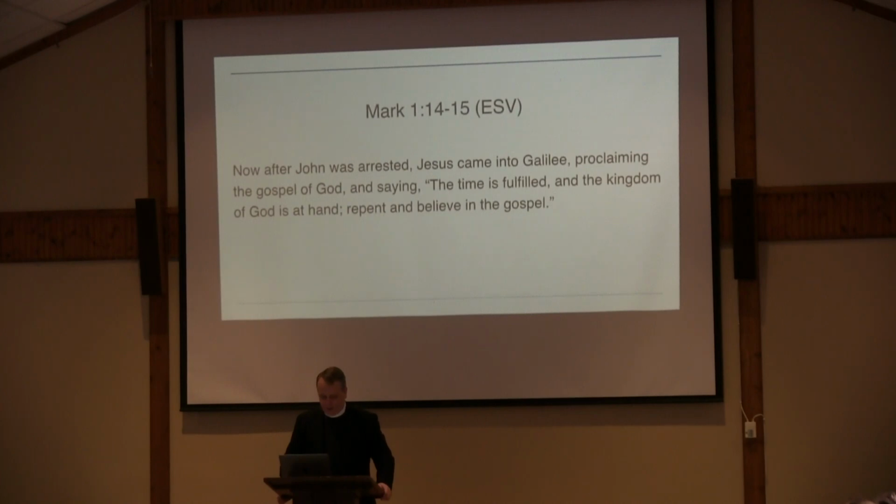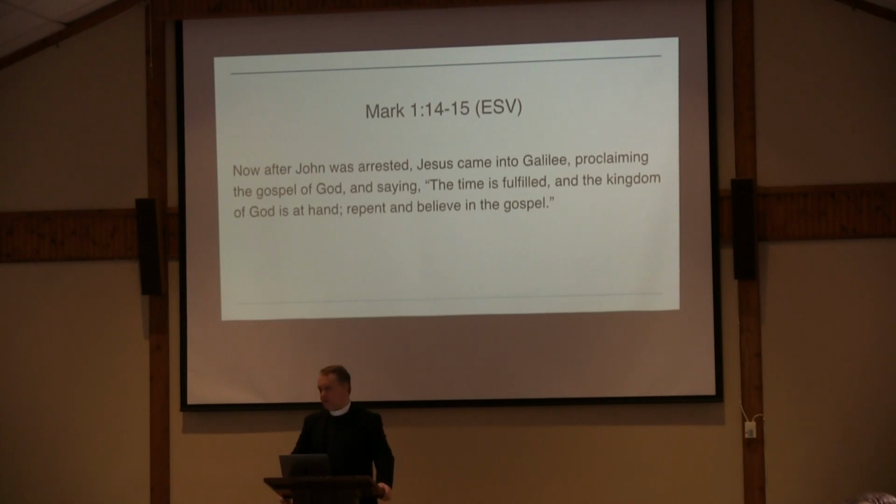So in Mark's gospel, we begin with the sign of Jesus being baptized and beginning his ministry. And so Mark, chapter 1, verses 14 through 15, simply says, now after John was arrested, Jesus came into Galilee, proclaiming the gospel of God and saying, the time is fulfilled and the kingdom of God is at hand. Repent and believe in the gospel.